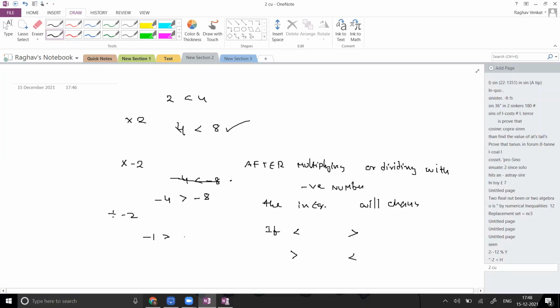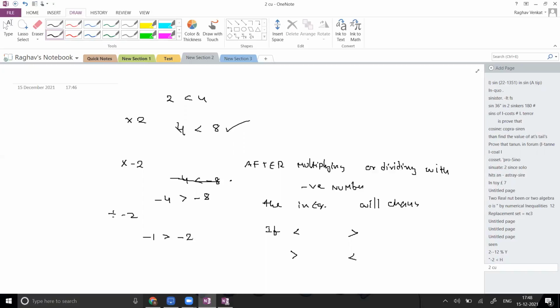4 divided by minus 2 is minus 2. See, this is one of the important statements you have to keep in mind when you are performing any arithmetic operations on both sides of the inequality. 2 by minus 2, 4 by minus 2. That is the main statement. So this is one of the important rules you have to keep in mind.